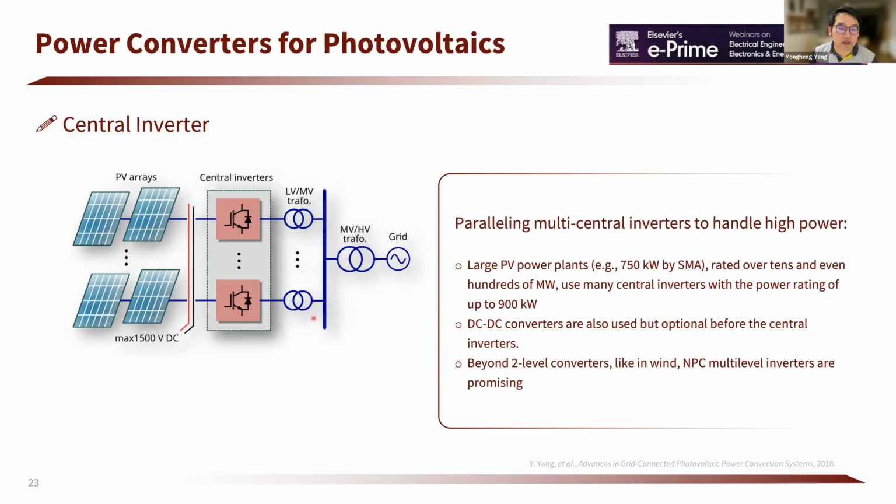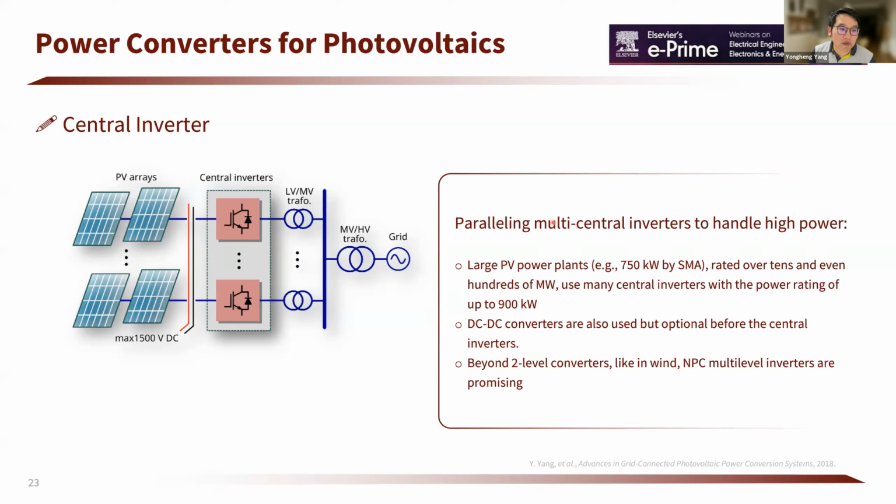And for central inverters, this slide basically gives the general structure for central inverter PV systems. Actually for central inverter systems, in a PV plant there are a couple of central inverters used in a PV power plant. This is actually seen as a parallel solution to handle higher power. For example, for large PV plants, this 750 kilowatts unit by SMA, the rated power is over tens and even hundreds of megawatts, using many central inverters with power rating of up to 900 kilowatts.